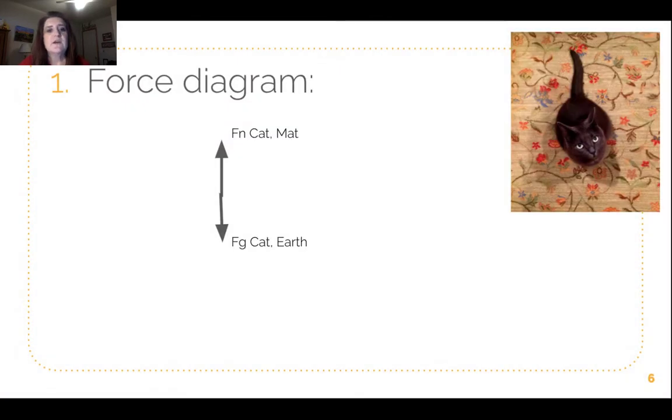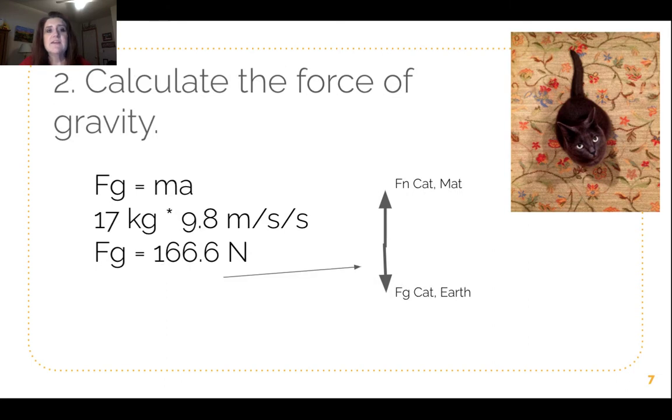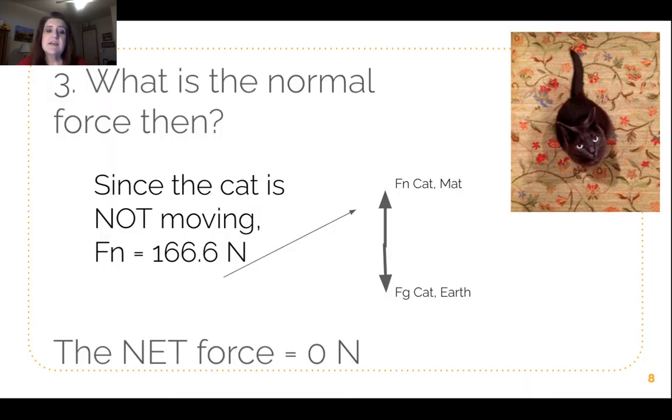Well, the force diagram would be the force of gravity going down on the cat by the earth, the force of normal going up on the cat by the mat. Then, calculating the force of gravity is mass times acceleration, which would be 17 times 9.8 here on Earth, which would be a force of gravity of 166.6 newtons. Since the cat is not moving, the force of normal on the cat by the mat is 166.6 newtons, and therefore the net force is zero.